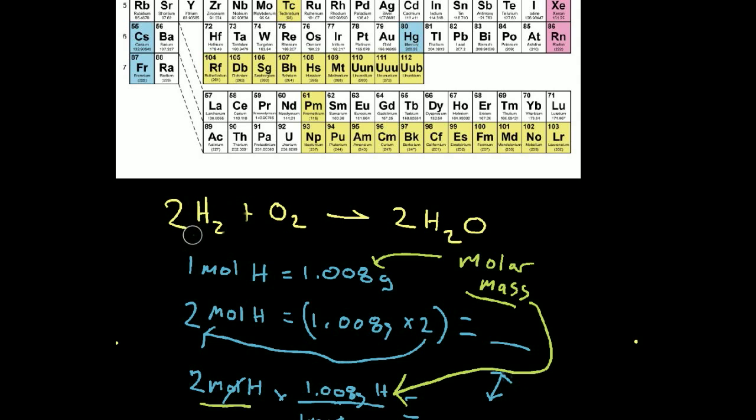There's a 2H2 here, right? It's not just H2, it's 2H2. So how do we write that out? Well, this is basically saying that there are 2 sets of 2 moles of hydrogen. It's kind of like 2 times 2 is what this is saying. So we're going to have 4 moles of hydrogen, right?